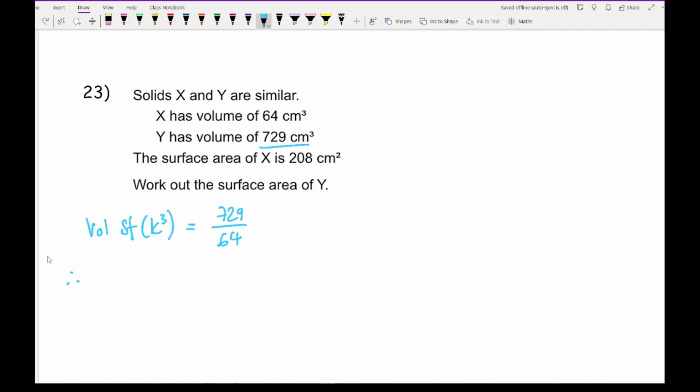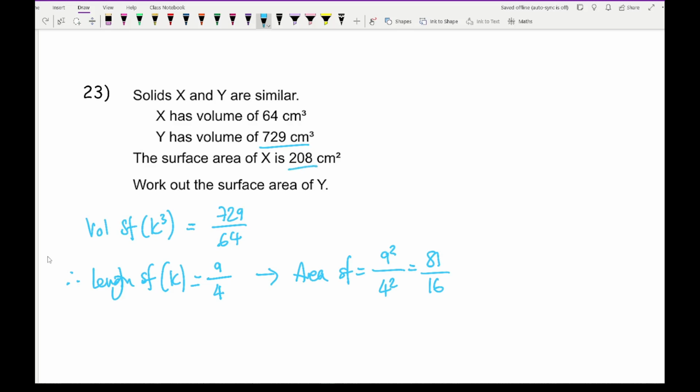Now from this, I then can work out the length scale factor, which is k, by cube rooting each of those numbers. So the cube root of 729 is 9, and the cube root of 64 is 4. Now from this, what I can then do is work out the area scale factor by squaring the length scale factor. So that's going to be 9 squared and 4 squared, which is 81 over 16. So this is the scale factor I need.